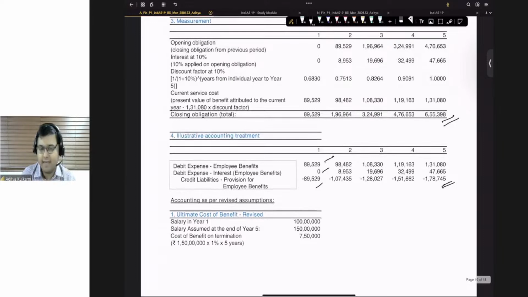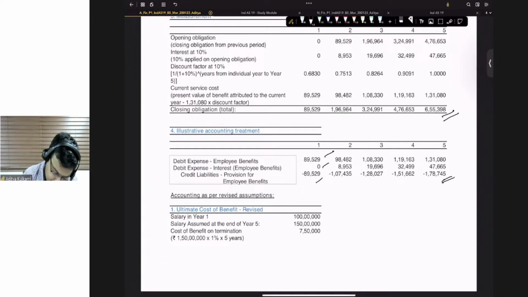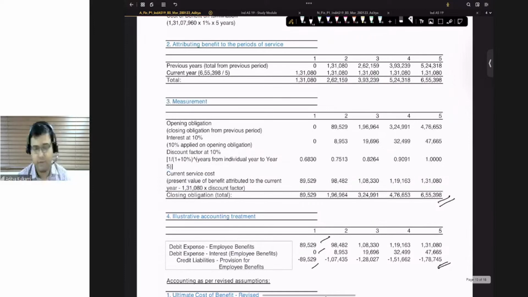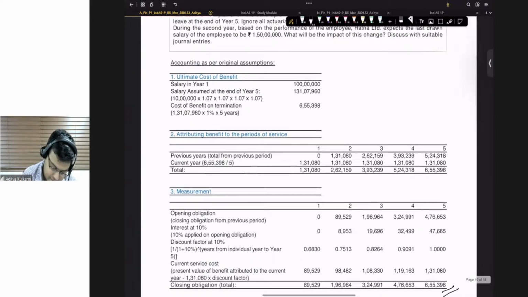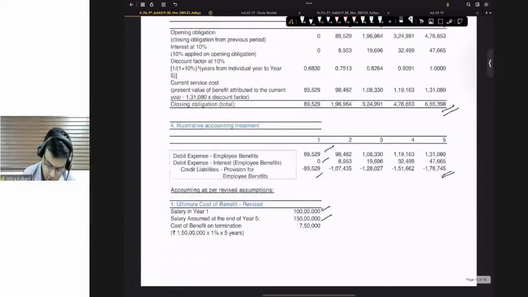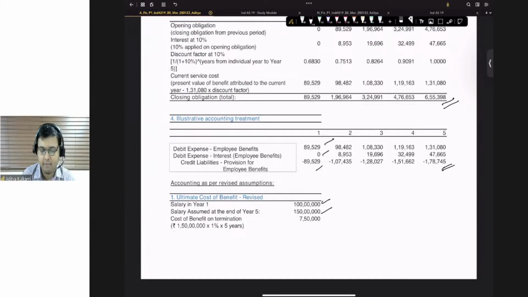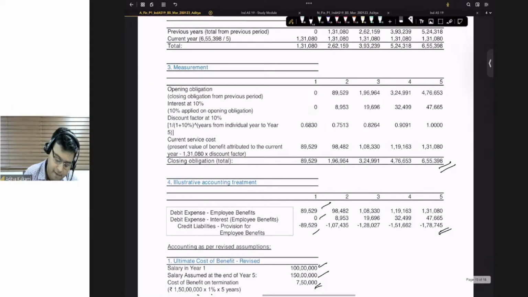Now there is a revised assumption. Salary in year 1, 1 crore. Salary assumed at the end of year 5 is 1 crore 50 lakhs. How much was it earlier? 1 crore 31 lakhs. So now the salary has increased to 1 crore 50 lakhs. So cost of benefit on the termination, 1.5 crores into 1% into 5 years, it comes to 7,50,000. How much was yours earlier?